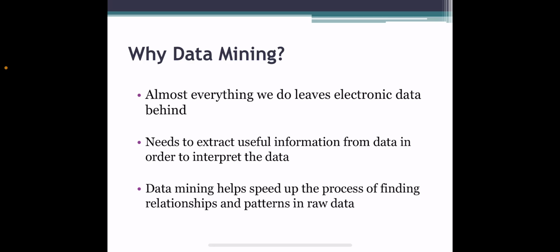The data that is collected about anything is raw data. There are interesting patterns in that raw data. They can be useful to aim for bigger things in any field. Data mining helps speed up the process of finding relationships and patterns in raw data. This is what I was talking about.